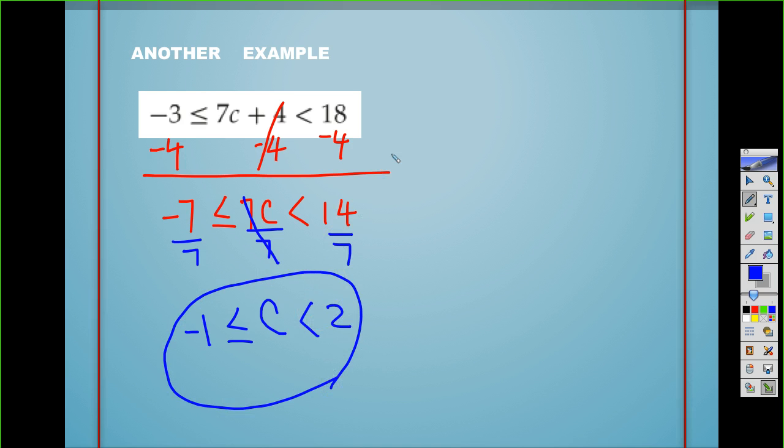And you can do both ways. You can do the first part, and then you can do the second part, and have two separate answers and combine them later. I personally like to just do it all at once.